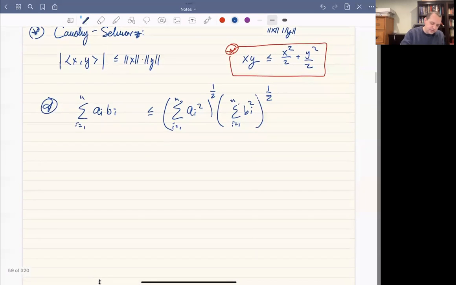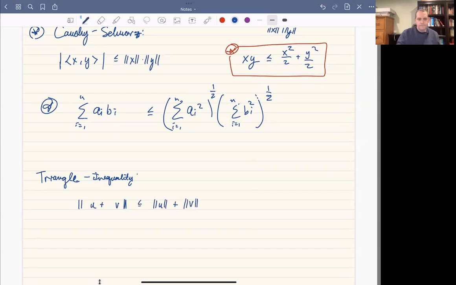One other thing that's useful here is the triangle inequality. The triangle inequality says that if you have an inner product space, you can make sense of the length of a vector by taking the square root of the inner product of a vector with itself. And the length of a vector satisfies the inequality that the length of u plus v is always less than or equal to the length of u plus the length of v. That's what's called the triangle inequality.